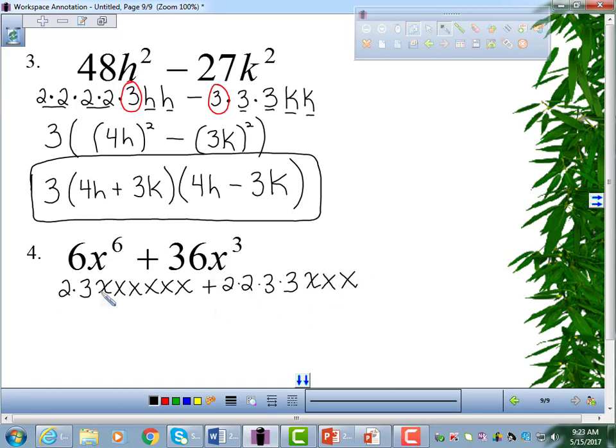Now some of you do not have to do this step. You've already spotted that the 6 x to the third is the greatest common factor. Some of you still have to break it down and see it visually that 6 x to the third is what they have in common.